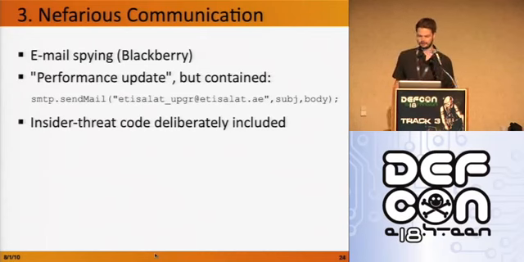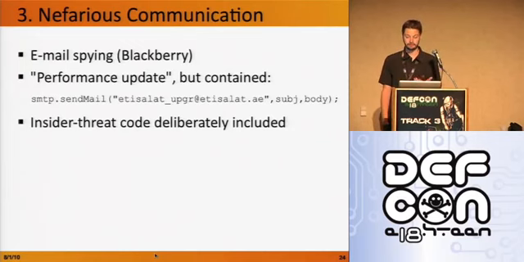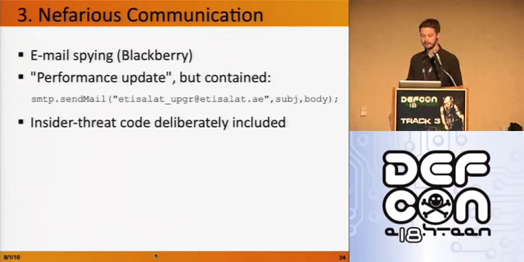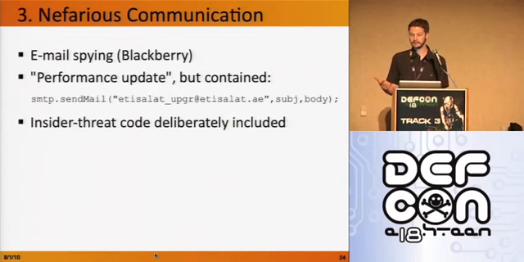The email, so the BlackBerry email spying case. In a particular country, this update was advertised as a performance update. When you actually decompiled the performance update, you found the following piece of code. It contains some forwarding mechanism so that each mail you receive on your BlackBerry was also forwarded to that particular address. That was deliberately put into the code, and it was there to comply with regulations.